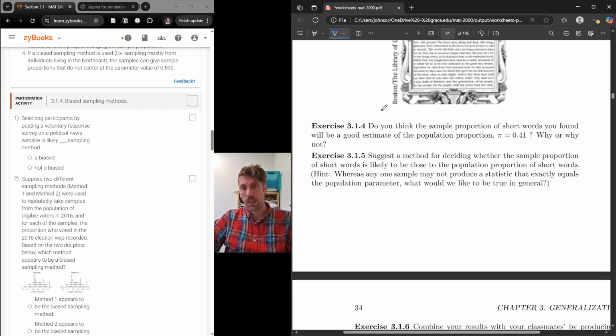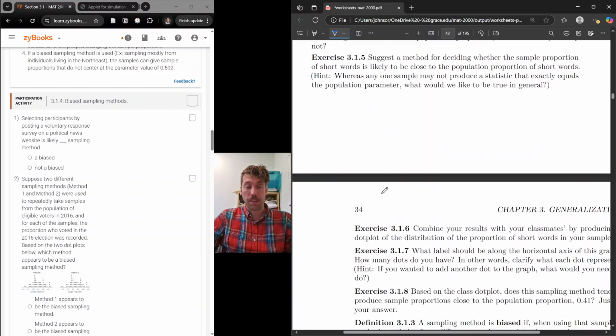So do you think the sample proportion of short words you found will be a good estimate? So that's just a yes or no question. So number 5, it depends a lot on how you chose your words randomly. Number 5, suggest a method for deciding whether the sample proportion of short words is likely to be close to the population proportion of short words.